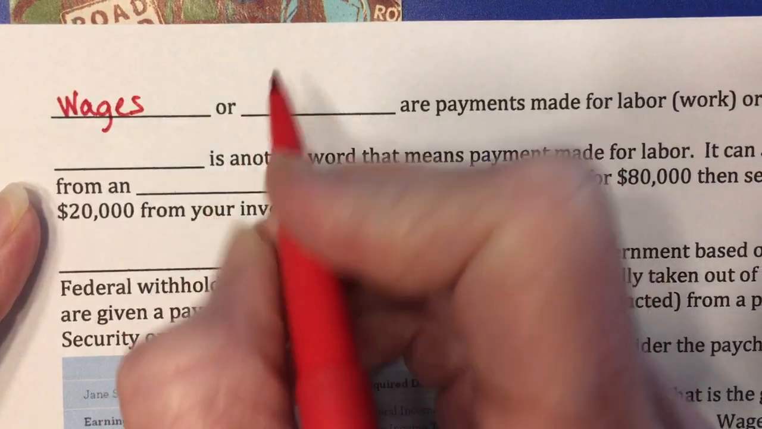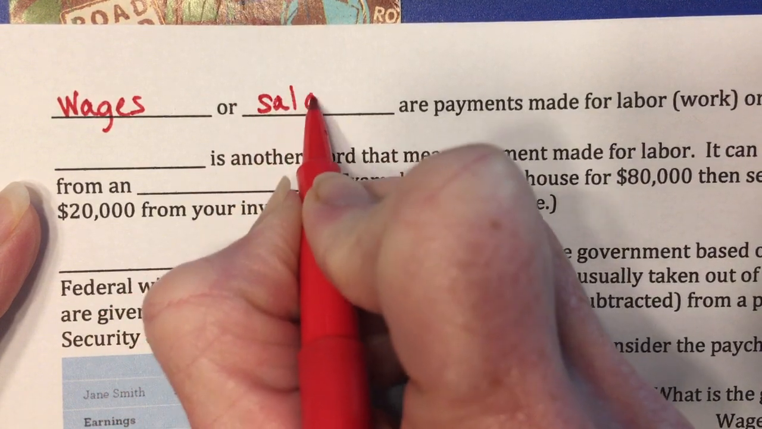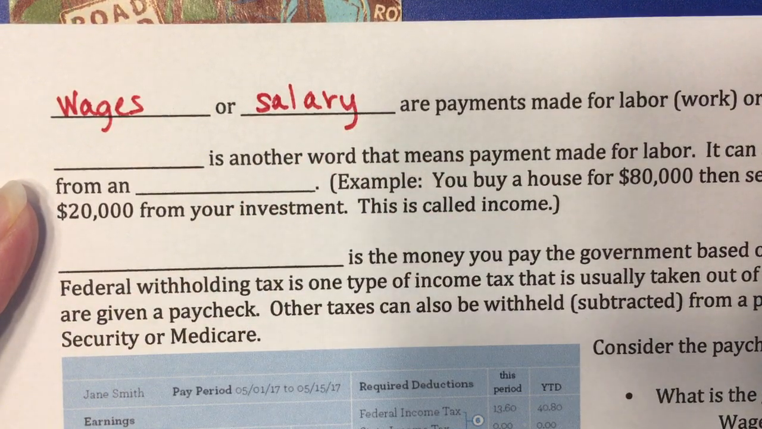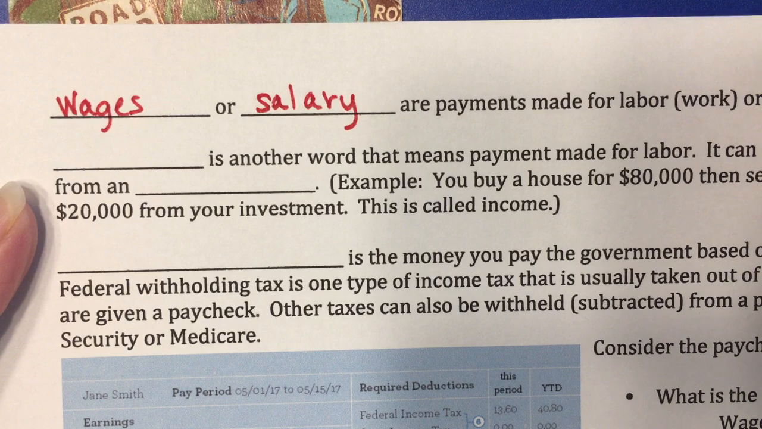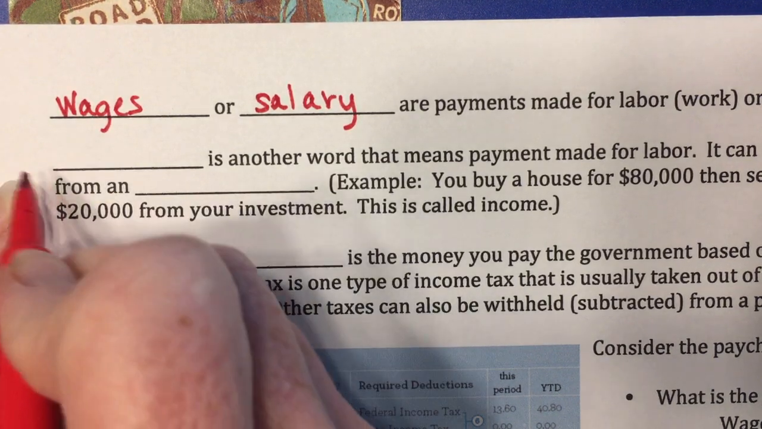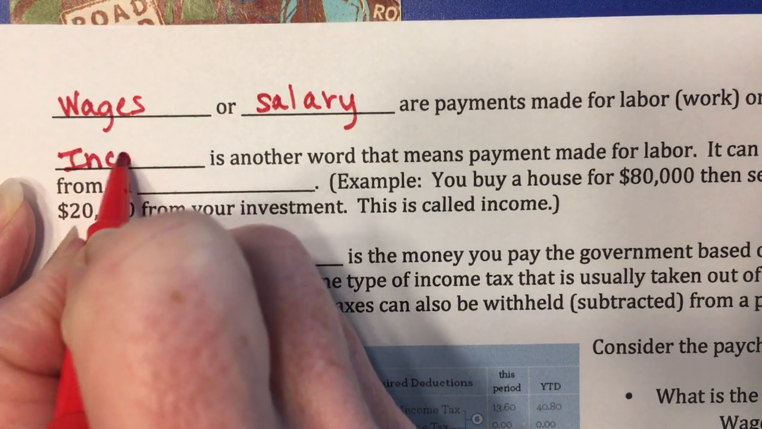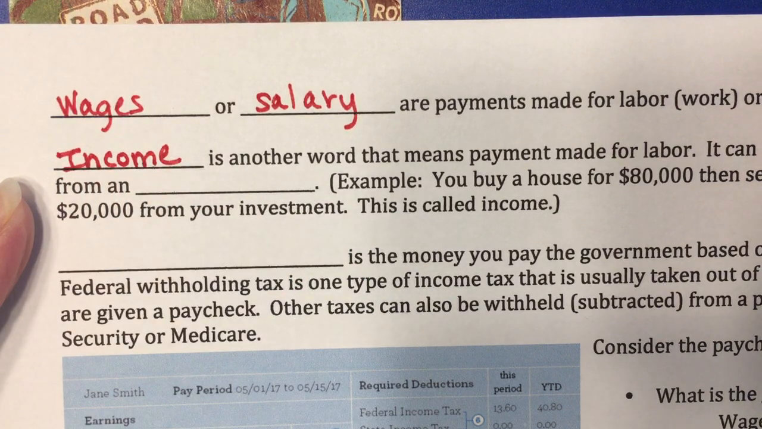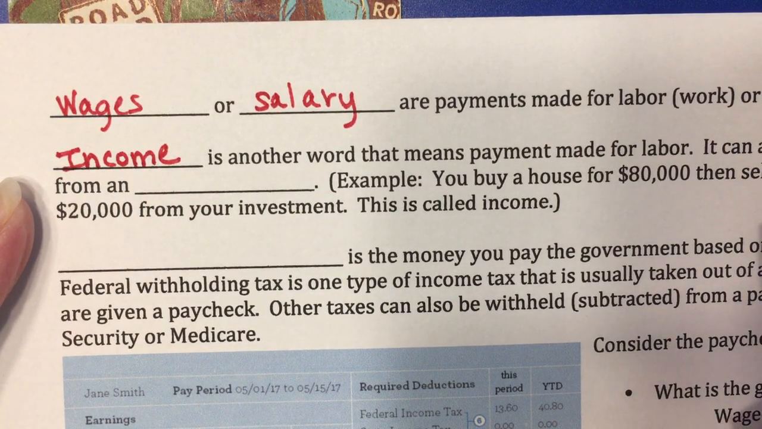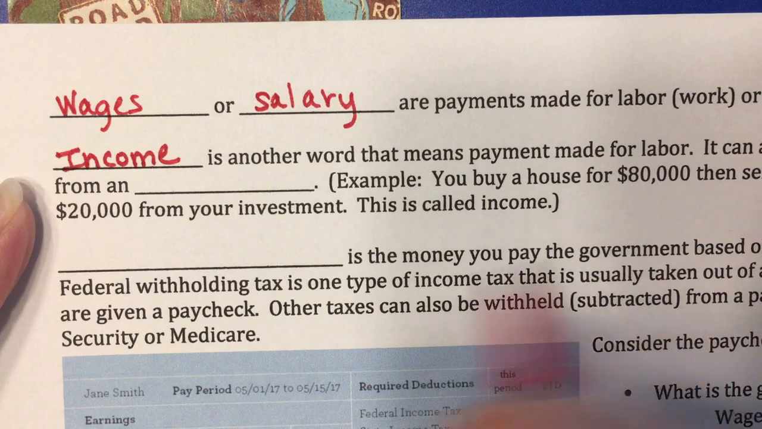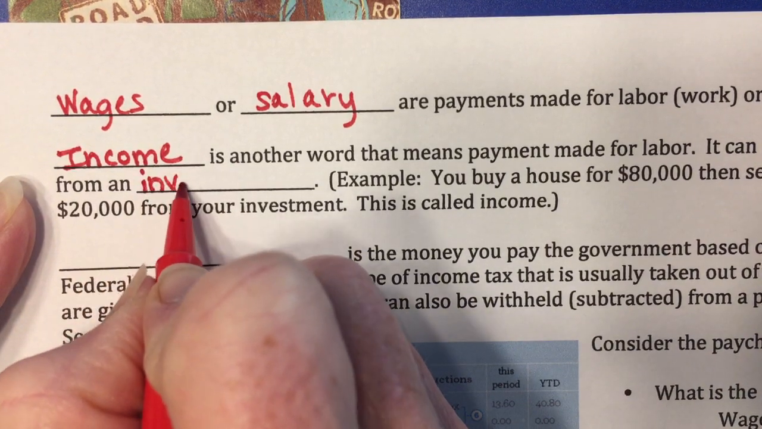Or they might say that that's your salary. All right, well, another word that means payment for labor or for work is also called income. It's the money you make from your job, but it also has another meaning. It can mean money that you earn from an investment as well.